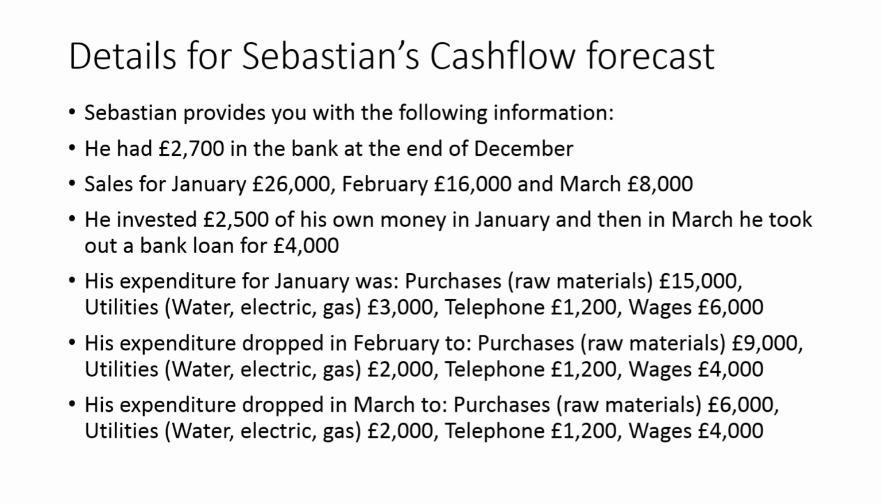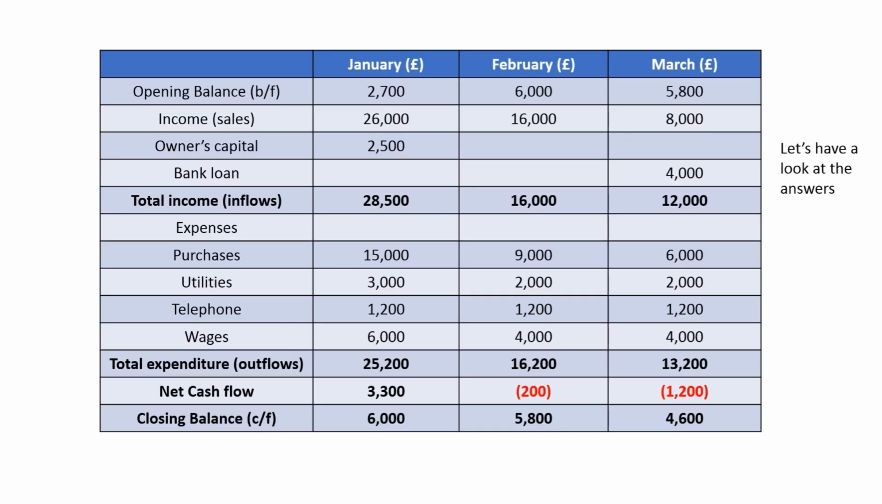His expenditure for January was purchases of 15,000, utilities 3,000, telephone 1,200 and wages of 6,000. These then dropped in February to purchases of 9,000, utilities of 2,000 and telephone of 1,200. The wages were 4,000. His expenditure dropped again in March with purchases at 6,000, utilities 2,000 and telephone 1,200 and wages 4,000. We now need to put these in our cash flow forecast. So let's have a look at the answers.